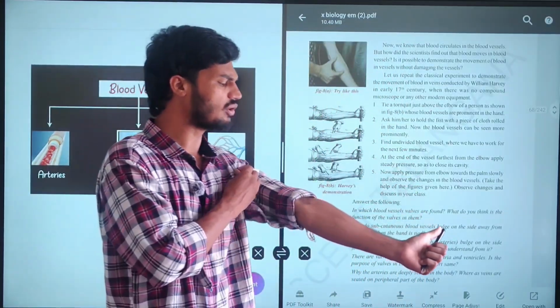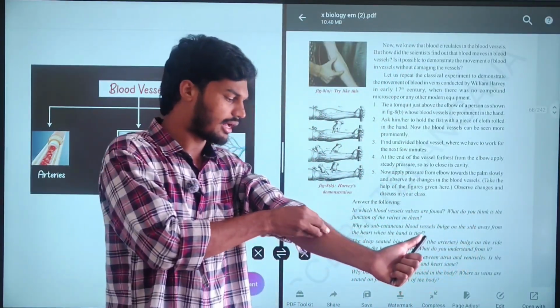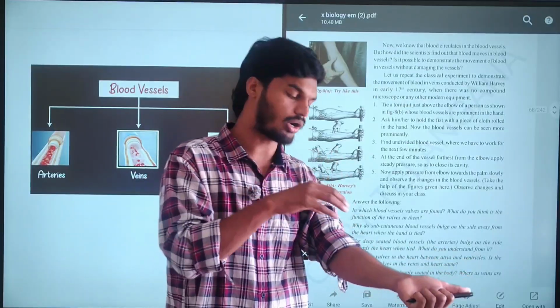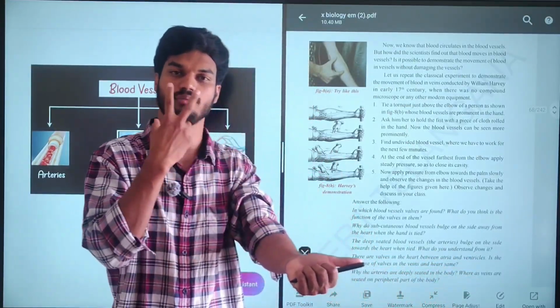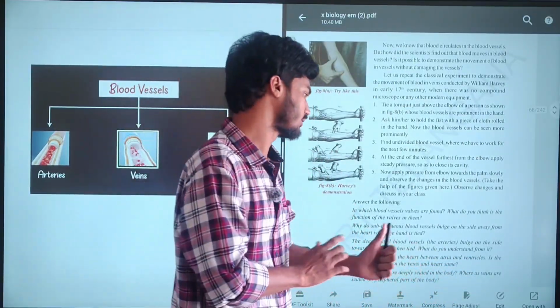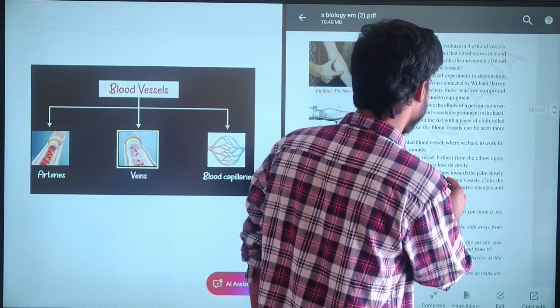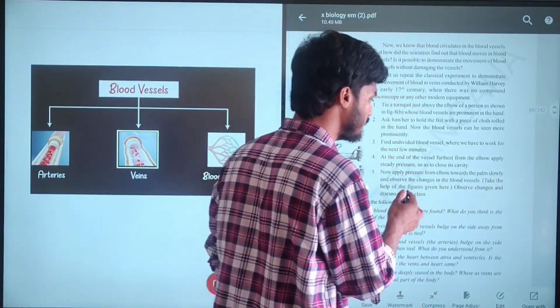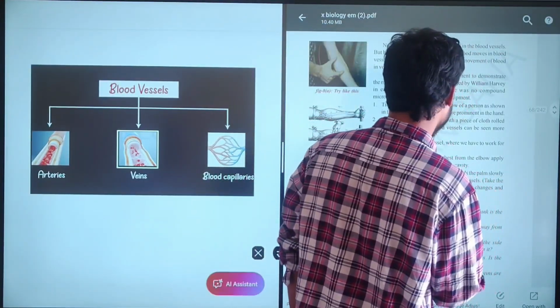After a few minutes, you will be able to see clearly the blood vessels with our naked eyes. Now apply pressure from the elbow towards the palm slowly. Observe the changes in the blood vessels. Take help of the finger.